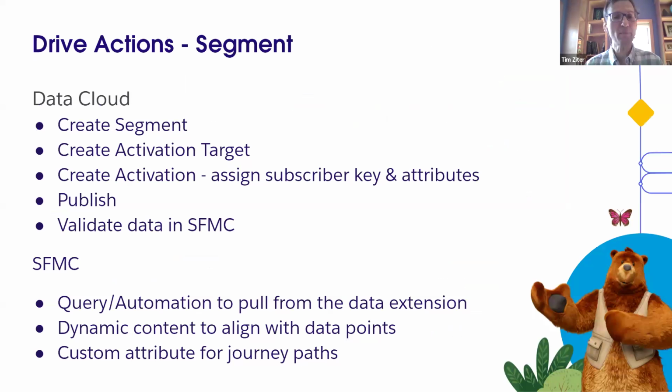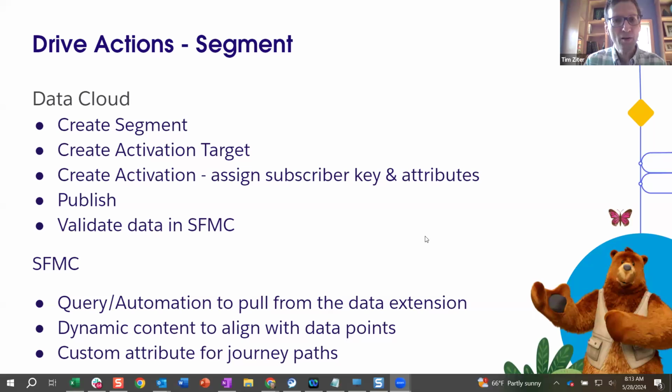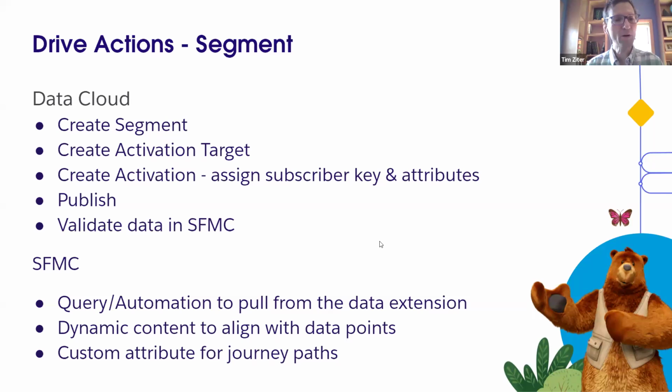Okay, so we're going to go right into the platform now, and we're going to start by building out that segment. We're going to go to the activation target. We're going to go into the activation, which is going to assign those subscriber keys and the attributes. We're going to publish that data. We're going to be able to see that data come through in Marketing Cloud to validate the data in Marketing Cloud. And then we're going to create that custom automation, show that dynamic content, and then show in the journey how we're going to create those different custom paths.